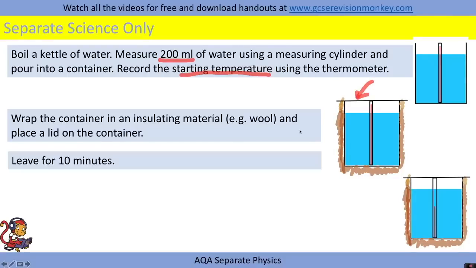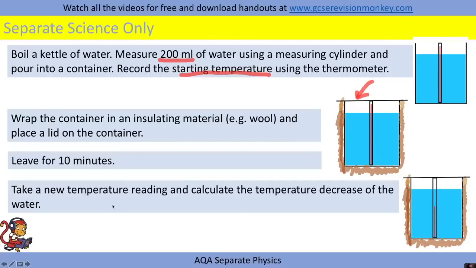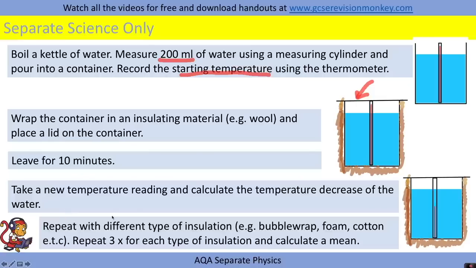container. We'd leave it for a set amount of time, for example 10 minutes, and then we'd take a new temperature reading and calculate the temperature decrease of the water. The most effective insulator will be the one that has the smallest temperature decrease. We then repeat it with different types of insulation, for example bubble wrap, foam, cotton, etc. And we repeat it 3 times for each type of insulation that we're using and calculate a mean temperature decrease.